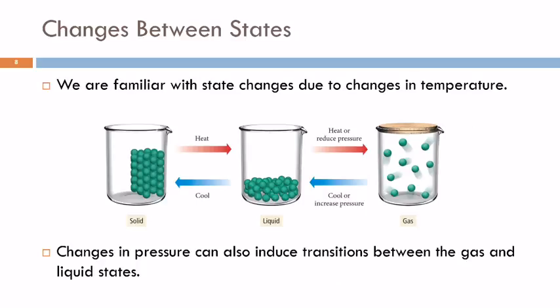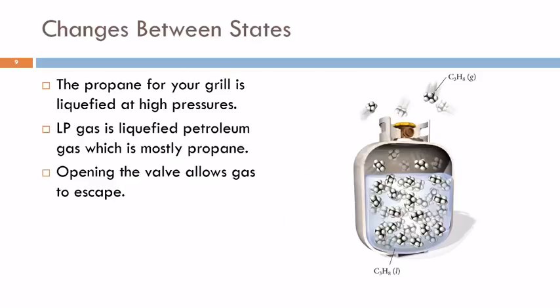We've talked about changes in state due to temperature, but changes in pressure can also induce state changes between gases and liquids. If you take a liquid and reduce the pressure, you can cause it to vaporize into a gas. If you take a gas and increase the pressure on it, you can cause it to condense into a liquid. Aerosols, yes, and liquid propane. LP gas, liquefied petroleum gas, is mostly propane. You go to the convenience store or wherever and you get a cylinder of propane and you hook it up to your grill in your backyard.